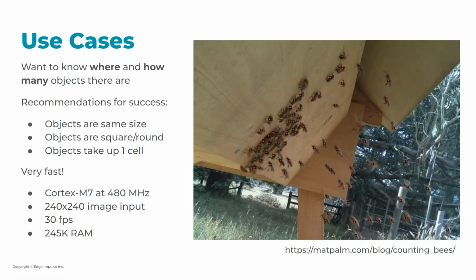The bees are about the same size, which is perfect for FOMO. So shooting it at an angle like this, I can count them and not worry that they might be too close or too far from the camera. The other thing is the background is pretty much static, which means I just need to worry about differences. So I can train with one background, and now I can just pick out the bees, which are different from the background. This is a perfect use case for FOMO.